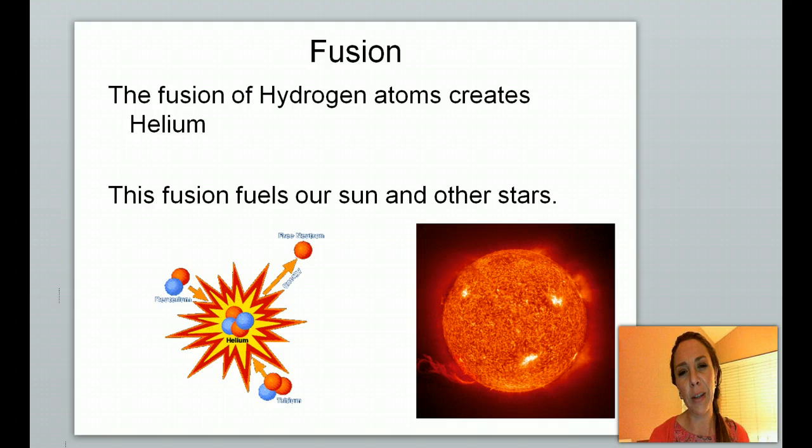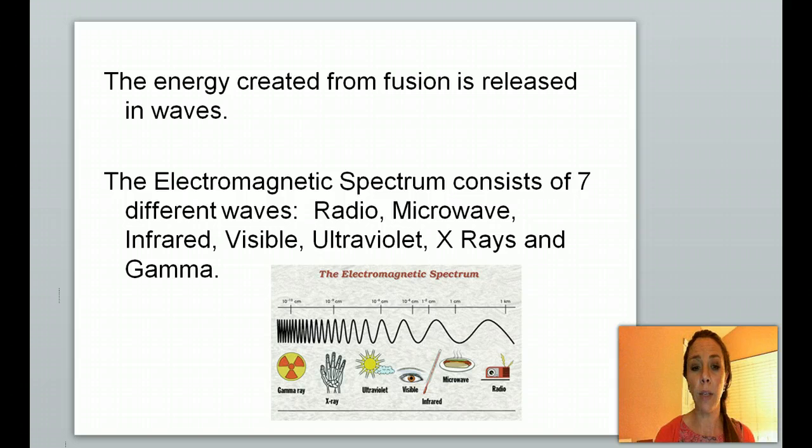Anyway, fusion is what fuels our stars, right? It's the stuff that comes together and reacts. So all of that energy is released, and what we see when that energy is released is the waves of the electromagnetic spectrum. So that energy is released in a wave, and we'll talk about waves a little bit in this class.